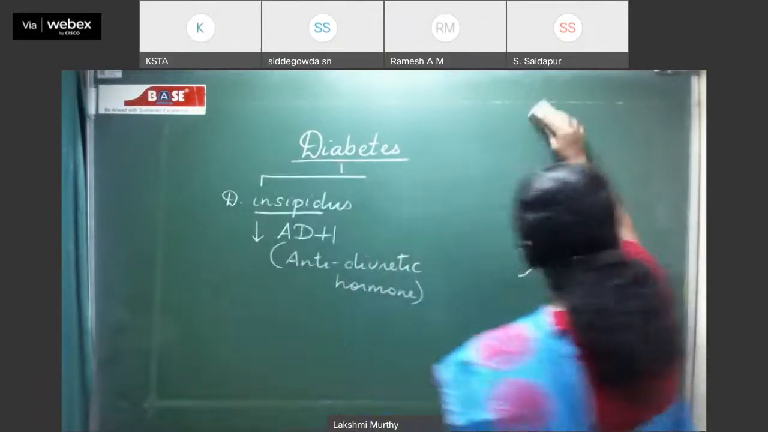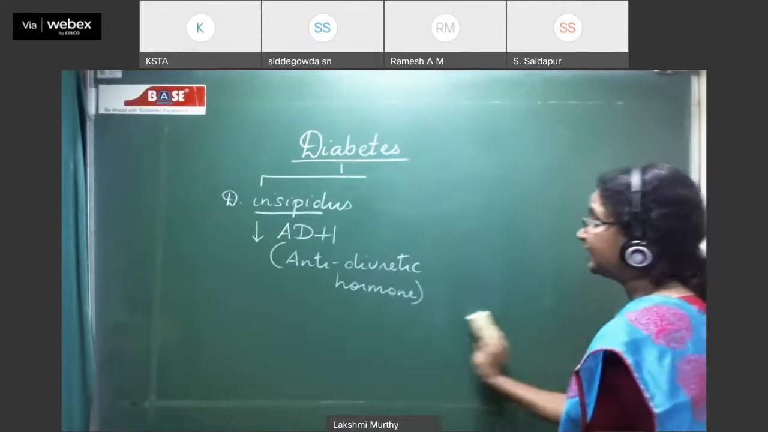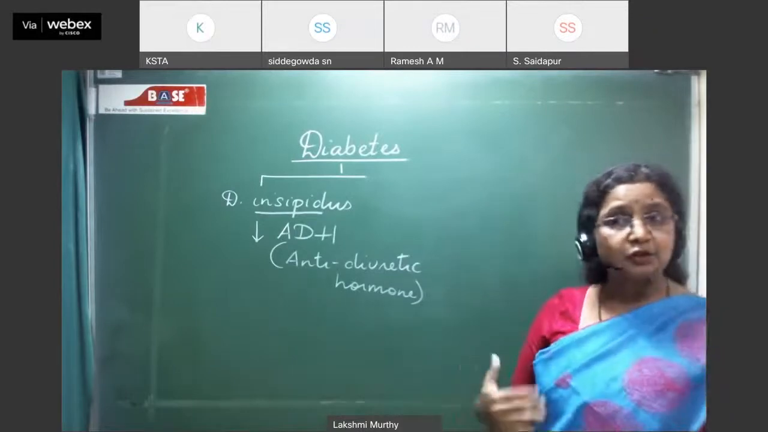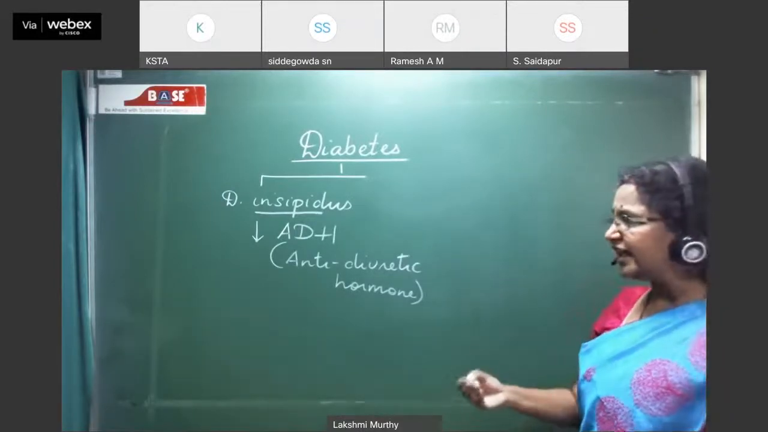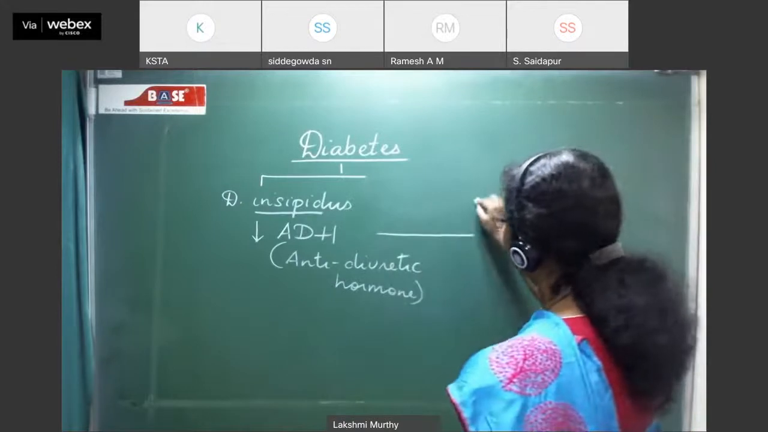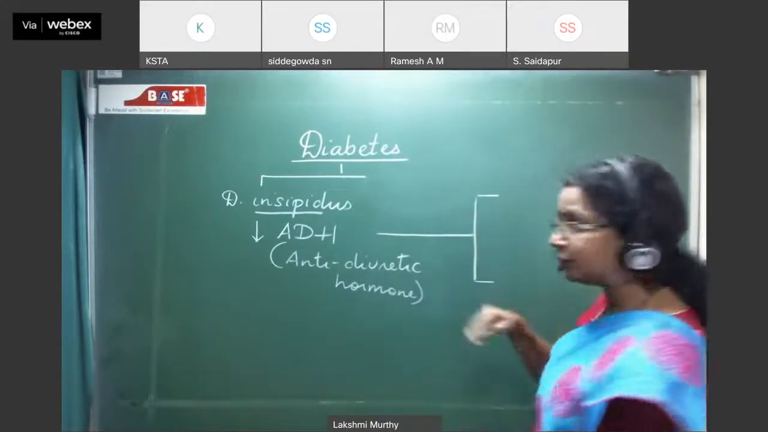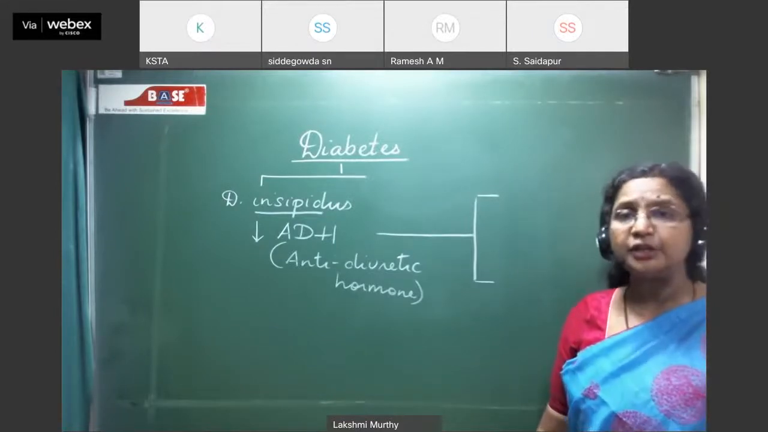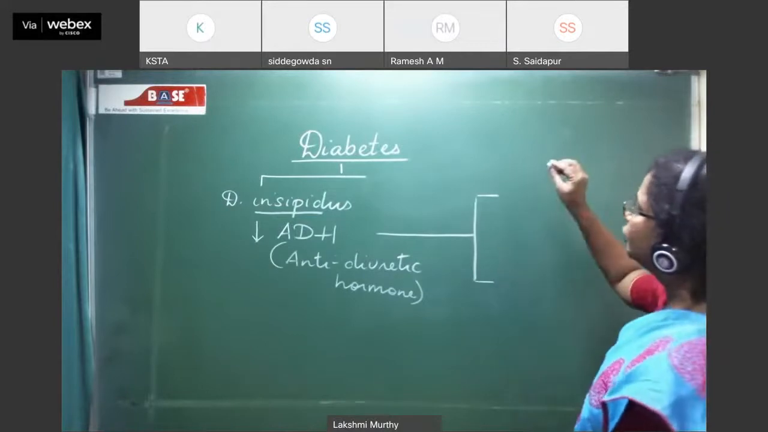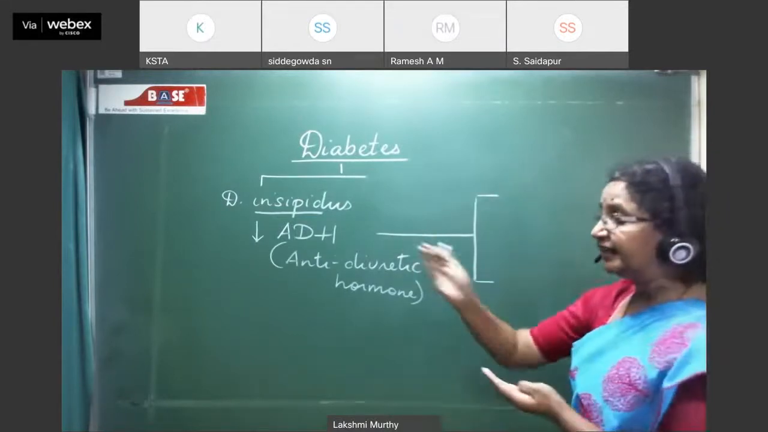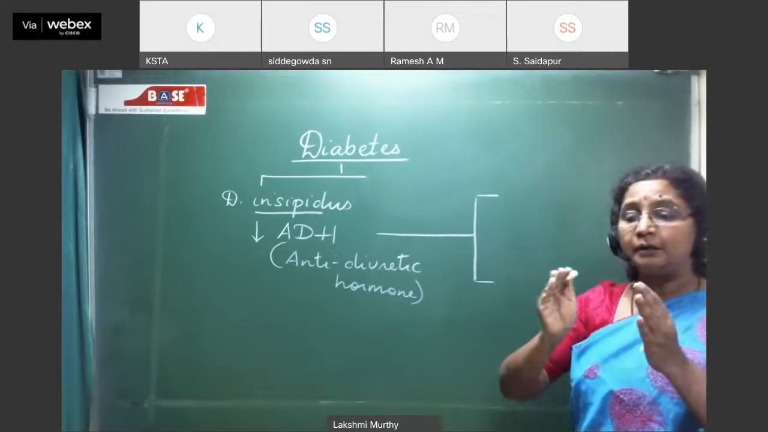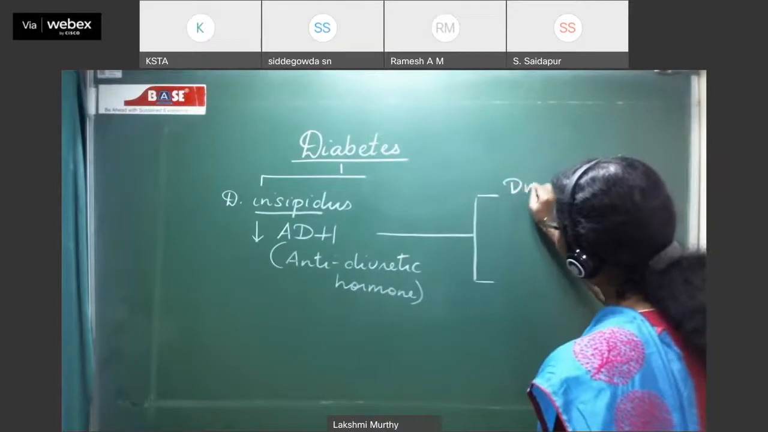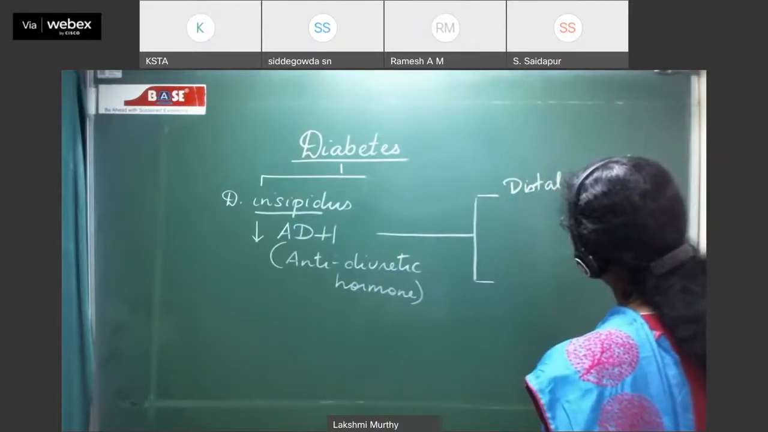Okay, now this antidiuretic hormone, what is its function? Now we know that hormones have got some physiological functions, correct? So this hormone, what is its function? ADH basically has got two functions, of which we will look at one by one. One of the functions of ADH, which is the most important function of ADH, is that ADH is going to act on the later parts of the nephron system, or we call them the distal parts of the nephron.